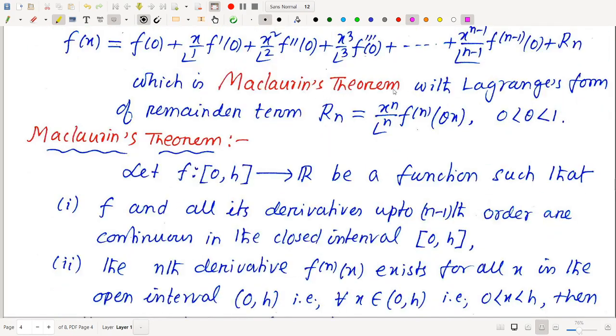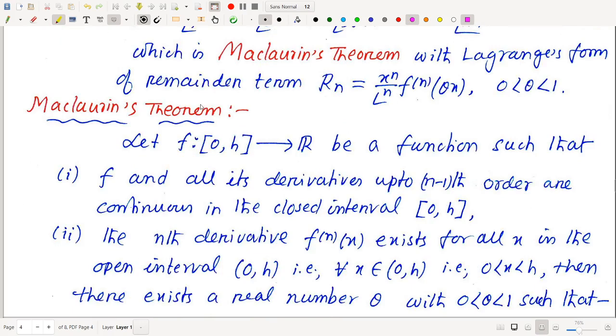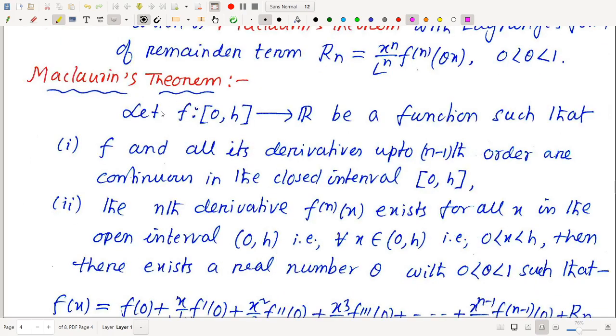Separately we shall state it again. So Maclaurin's theorem, separate statement. Original statement: let f be a function from the closed interval [0, h]. Previously we have taken h equal to x, but h may not be x. x may be less than h also.